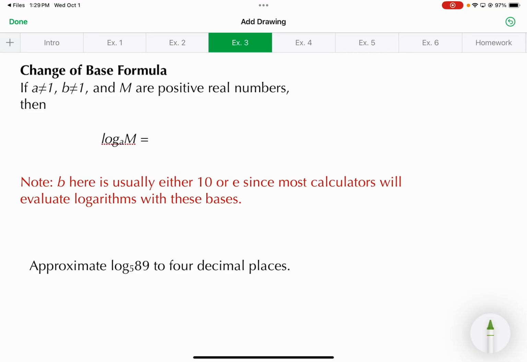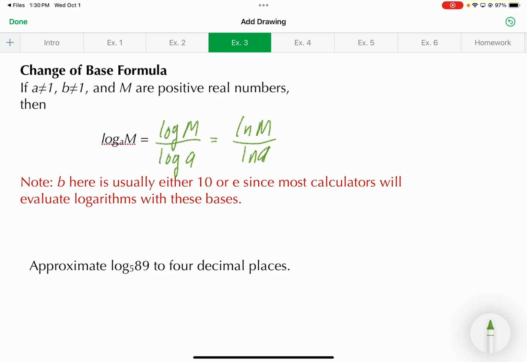Maybe? Possibly? Okay, well, here's what it says. So if A and B are not equal to 1 and M is a positive real number as well as A and B, then the formula says this. Log base A of M equals log of M over log of A, or natural log of M over natural log of A. So that is our change of base formula. What that does is that takes a logarithm and it changes it into a base that our calculator can handle.